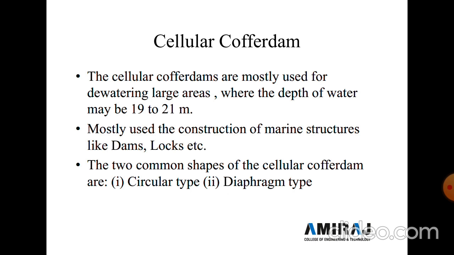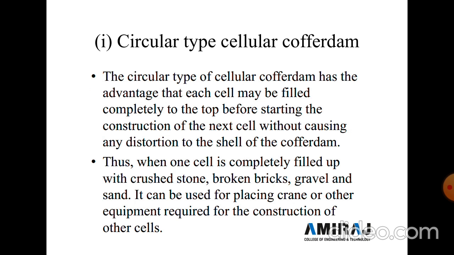Now the next type of cofferdam is a cellular cofferdam. Cellular cofferdams are mostly used for dewatering large areas where the depth of the water may be 19 to 21 meters, and mostly used in the construction of marine structures like dams and locks, etc. Two common shapes of the cellular cofferdam are the circular type and the diaphragm type. First we discuss the circular type cofferdam.